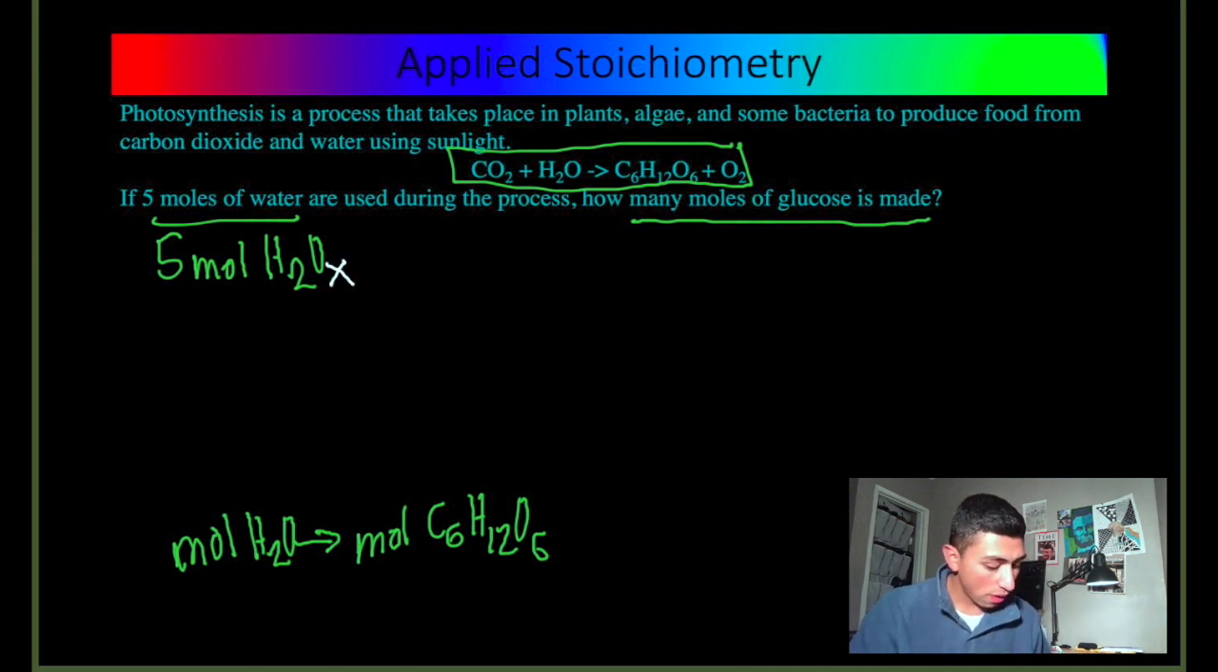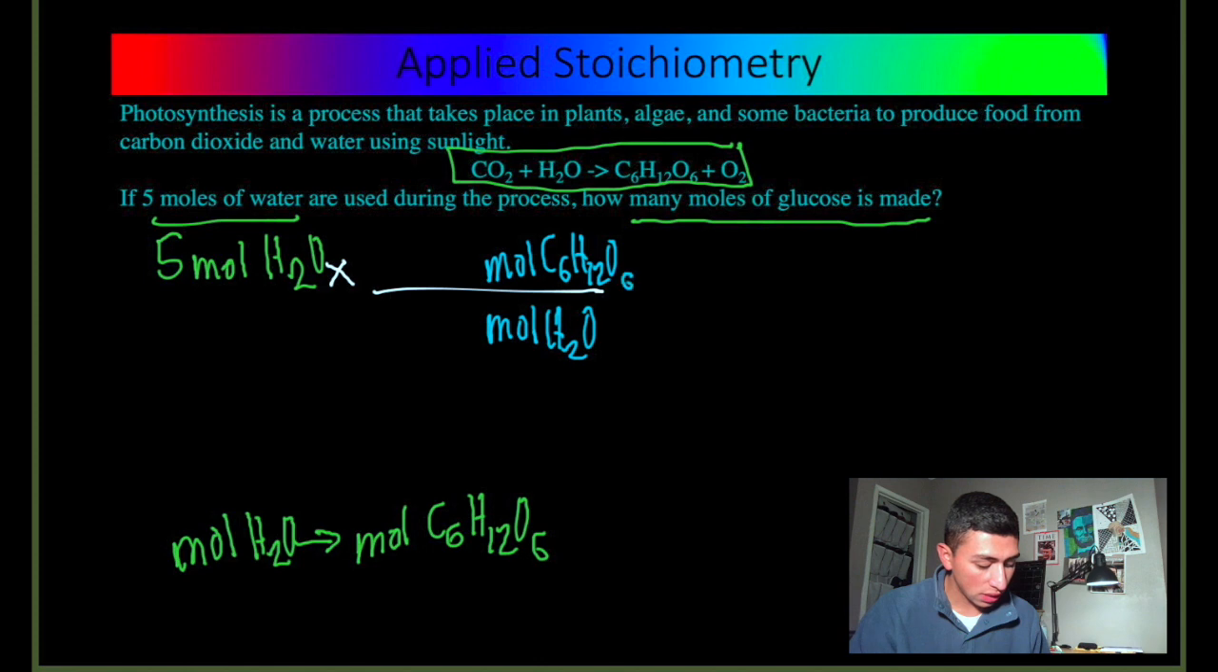So since we're starting with 5 moles of H2O here, we are now able to do that mole to mole conversion, right? Since we'll be doing a mole to mole conversion, we're essentially going to be going from moles of H2O to moles of C6H12O6. This is a very simple problem because it's just a mole to mole conversion. Now, we know that we will be doing this mole of H2O to mole of C6H12O6 conversion.